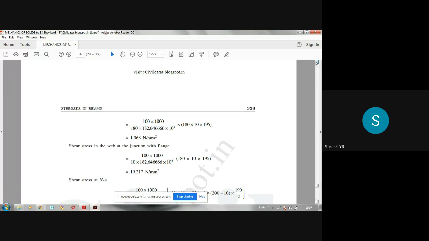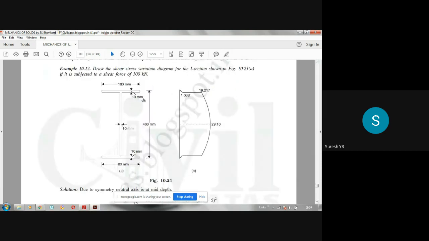Now, if you plot the values, how to plot the shear stress distribution? We know that at the extreme fiber it is 0. Then comes the bottom of top flange which is 1.6068. Then it comes to web portion, that is top of web which is 19.217. So at this level you have two values of shear stress. Then maximum will be at the neutral axis, 29.1, and then since it is symmetric, the same thing will come here also. Okay, same values. So this value is 1.068, this value is 19.217, and this is 0. This is because the I section is symmetric, so the shear stress distribution also will be symmetric.